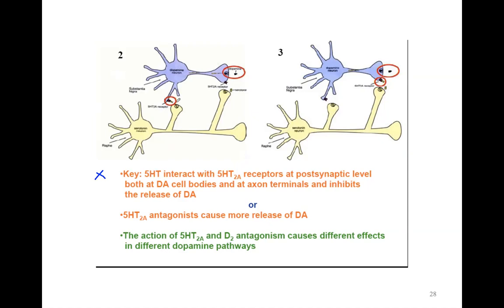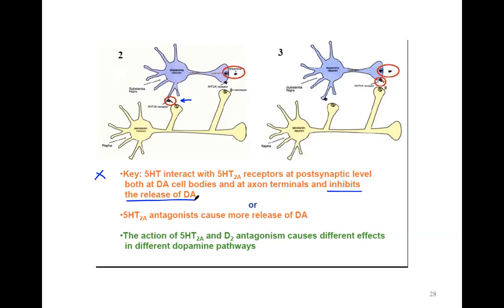And so the interaction is going to occur both at the cell body. So here's the cell body here. Cell body is right here. As you can see, the cell body is there. And we see it at the axonal terminals. So what happens is that serotonin can interact with these serotonin receptors to basically inhibit the release of dopamine.